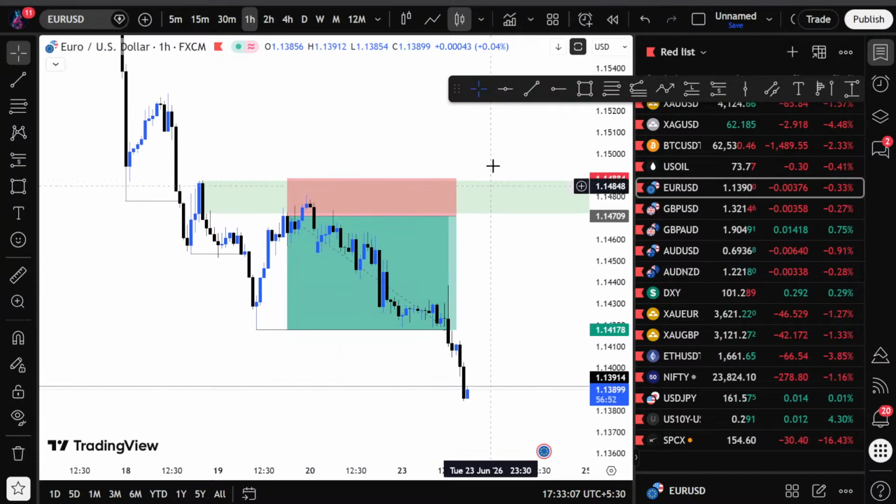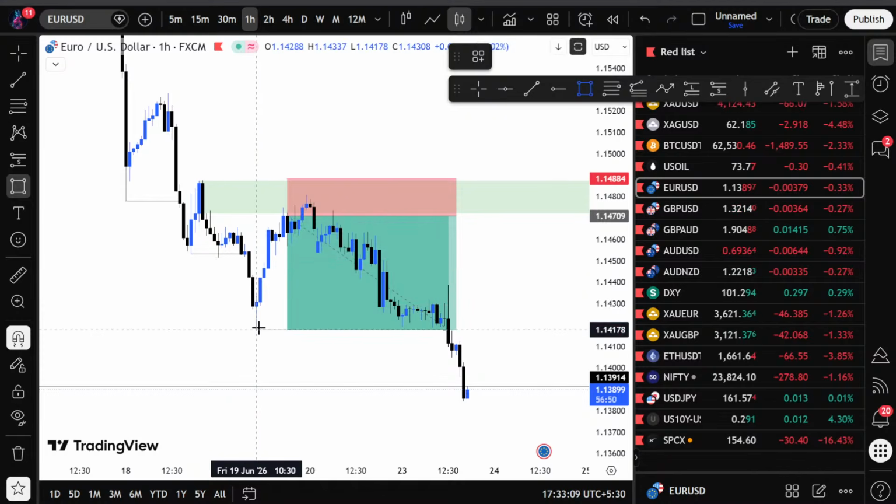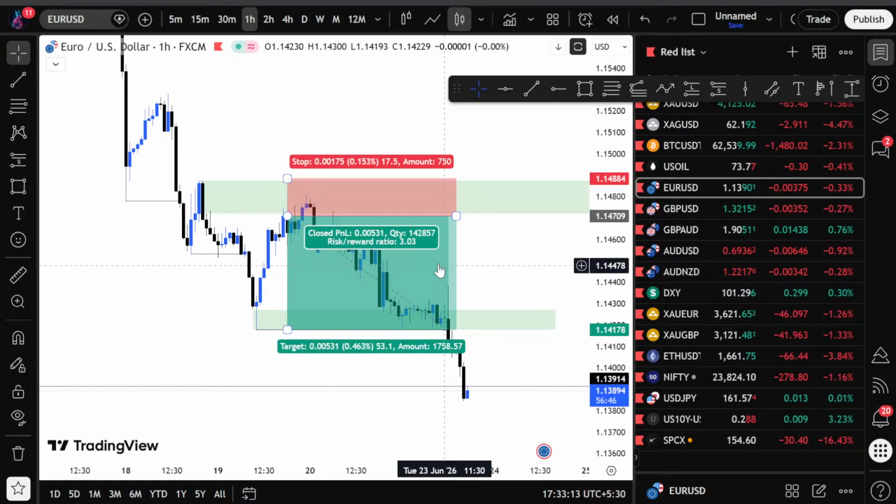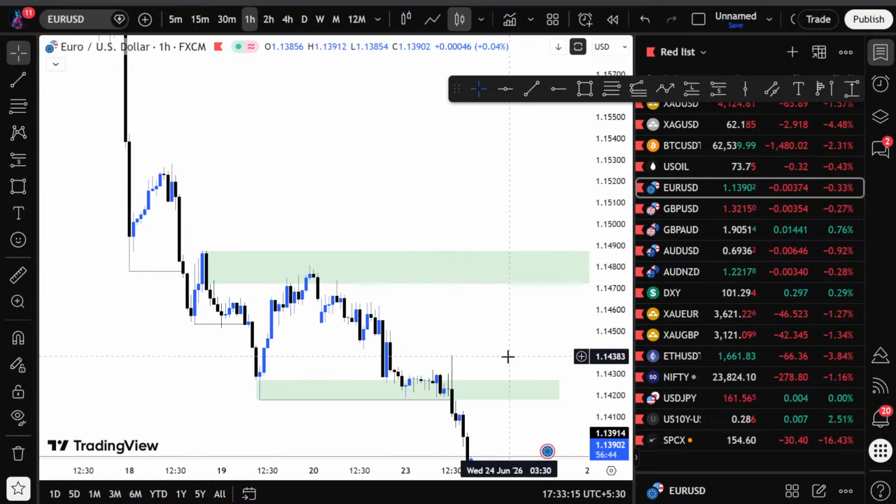There is new breakout structure. This is your new mitigation block. Wait for test. Same thing will be applied over here.